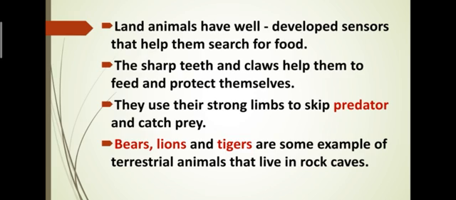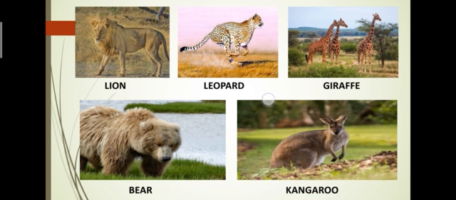Some examples of terrestrial animals are bear, lion, and tiger, who live in rocky caves. The picture is showing lion, leopard, giraffe, bear, and kangaroo. They are the examples of land animals or terrestrial animals.